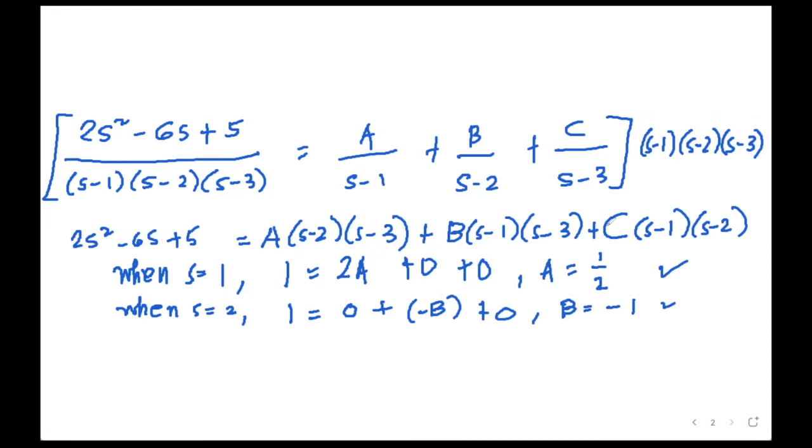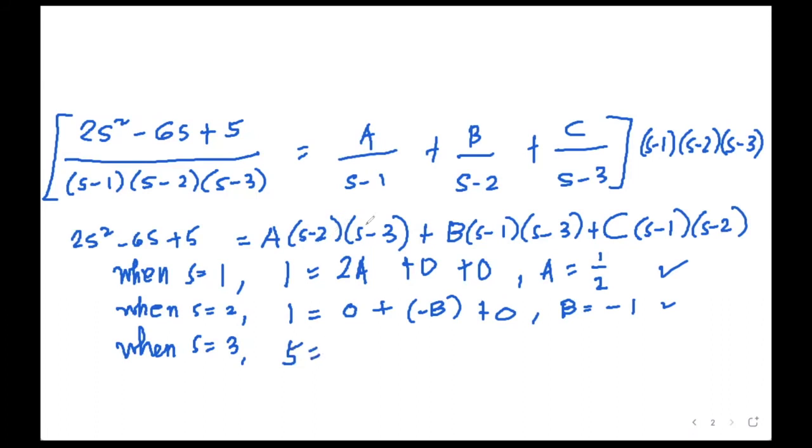Lastly, solving for the constant c. Ano yung common sa first and second term? You have s minus 3. So you assign when s is equal to positive 3. So here, 3 squared is 9. 9 times 2 is 18 minus 6 times 3 is 18. 18 minus 18 is 0 plus 5. So you have 5 here sa left side ng equation mo.